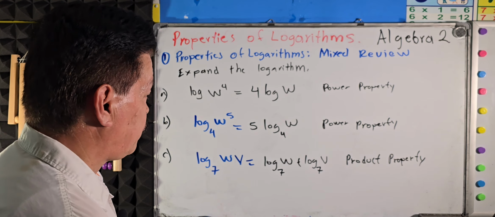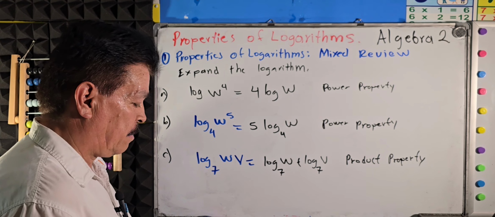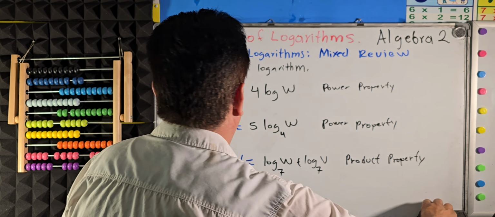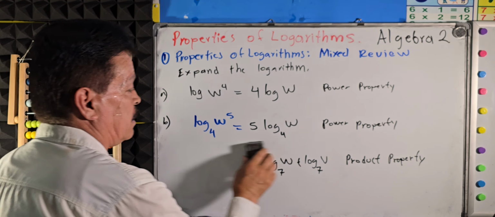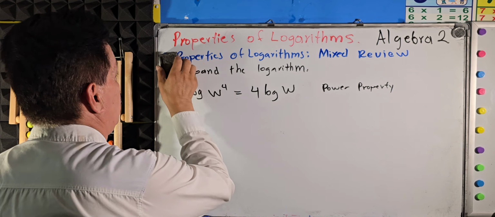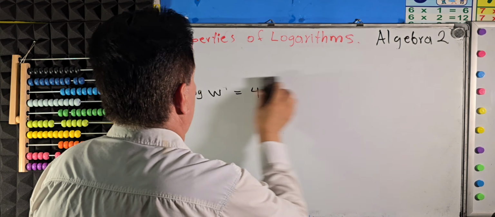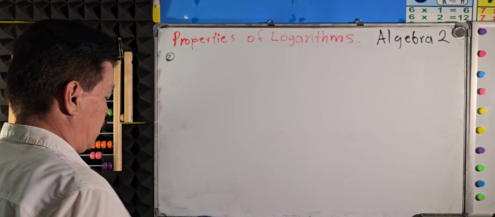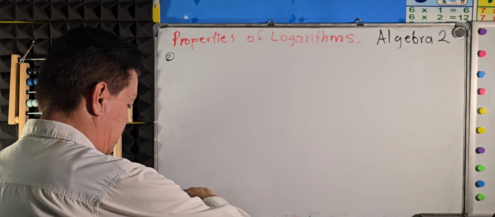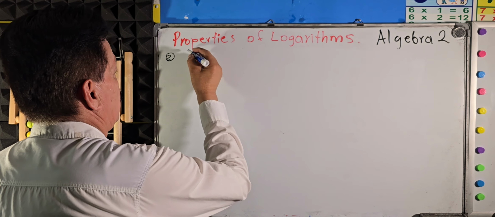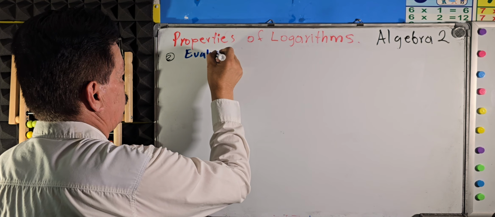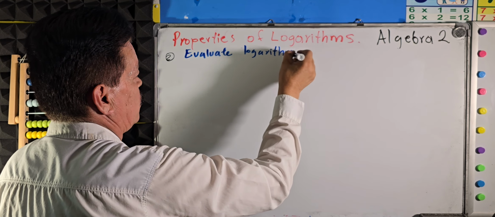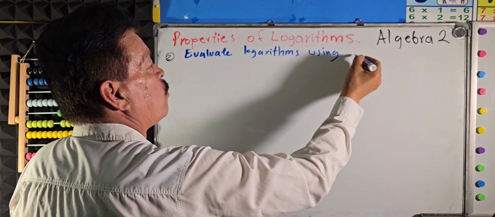It's not a big deal, okay? Very simple. So now that was our first section. Let me erase this section and then let's go. Let me talk about topic number 2. Talk about evaluating logarithms using properties.